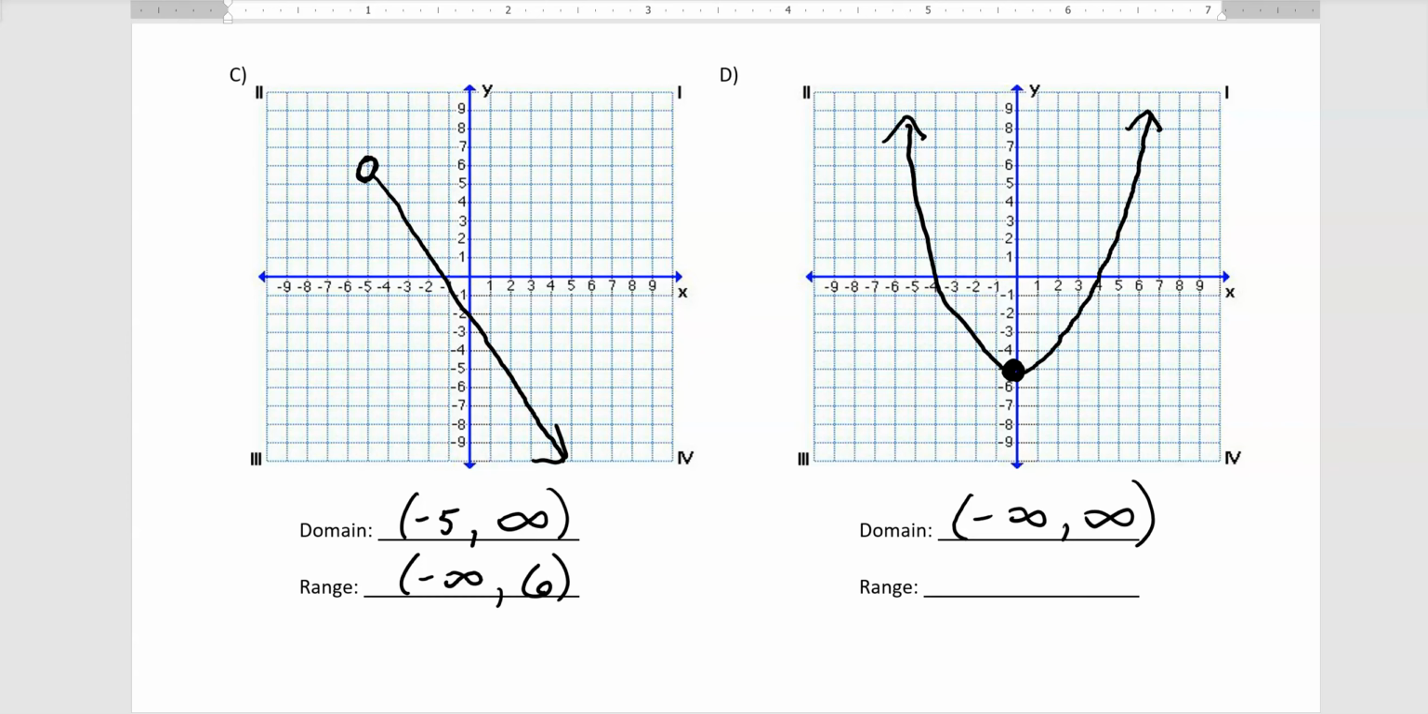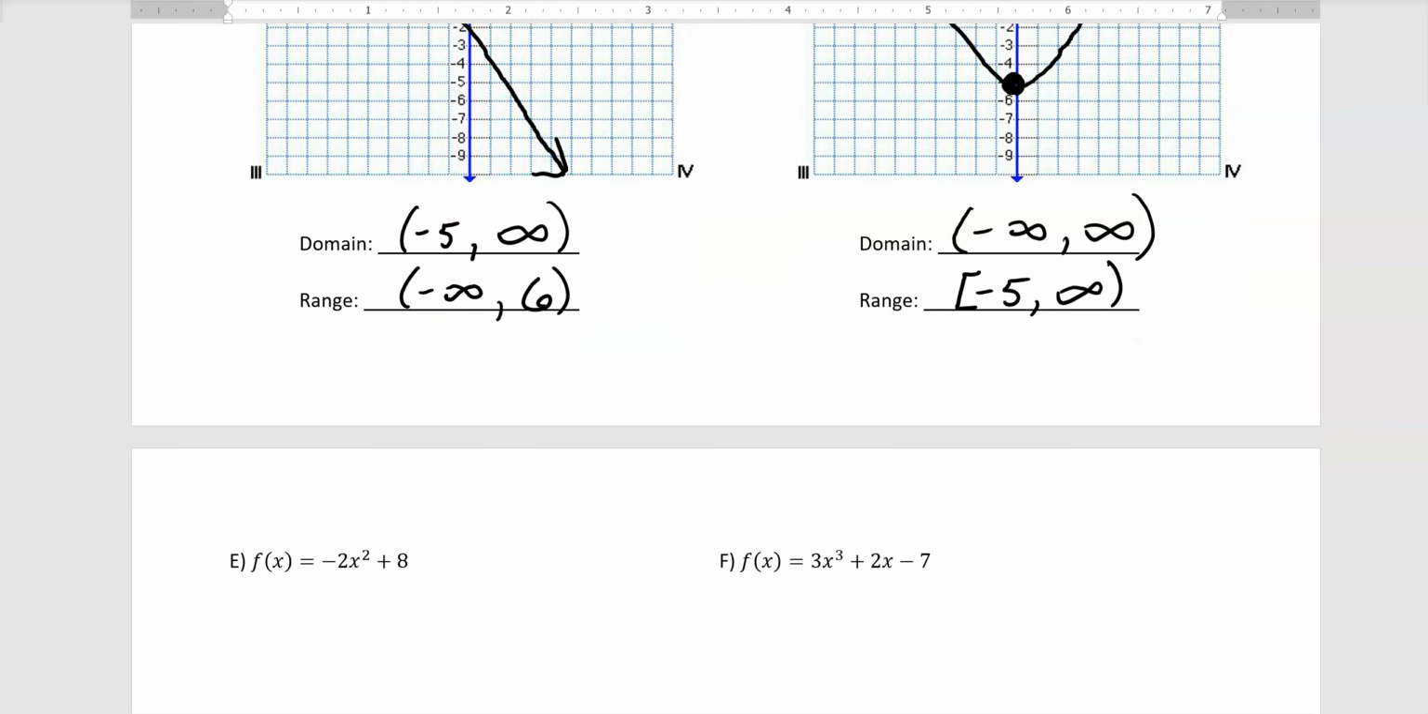The range, however, is very different because we have a finite lowest point. We have a closed circle at -5, so we'll have hard bracket -5, and however it does go up to infinity, so we will have positive infinity with a soft bracket there.